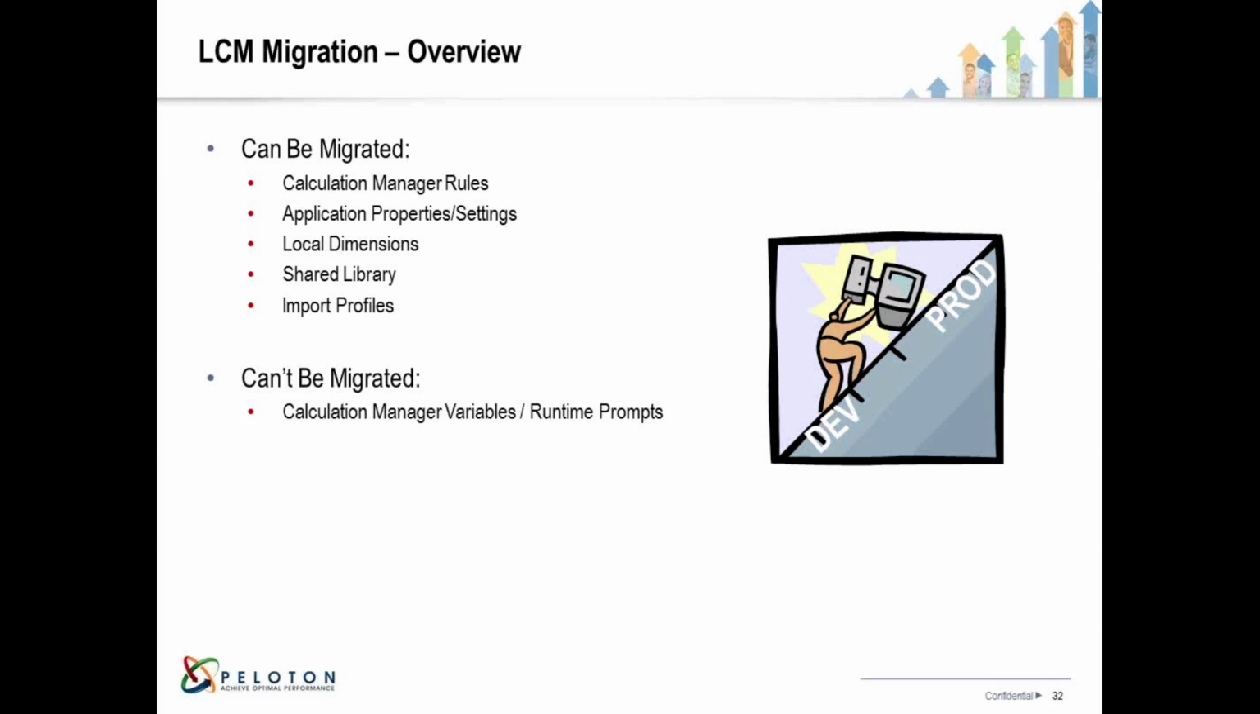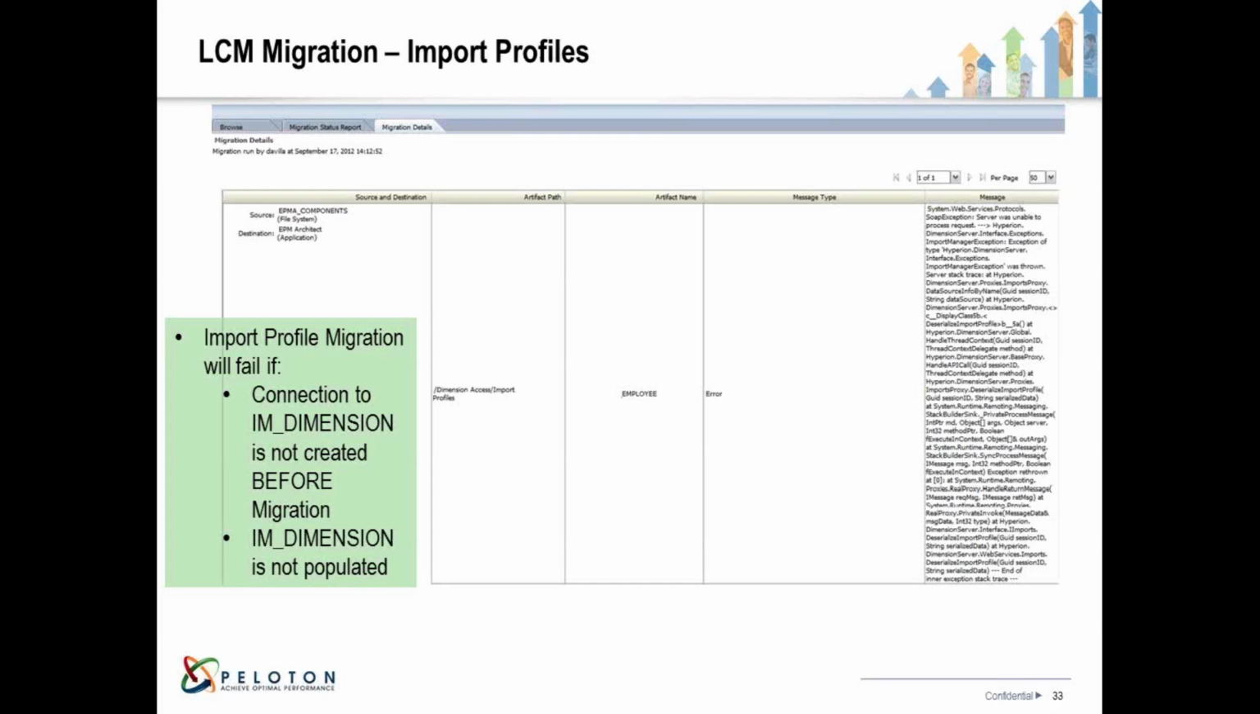On this next slide here, this is a fun issue because you see that there's like 1,000 lines within LCM, and it seems to tell you absolutely nothing. So what to watch out for if you're creating any of your dimensions using the interface tables, that LCM does a check before it actually does the import, where it checks to see, is there a connection to that IM dimension table, and is it populated?